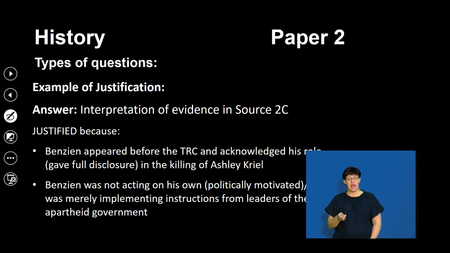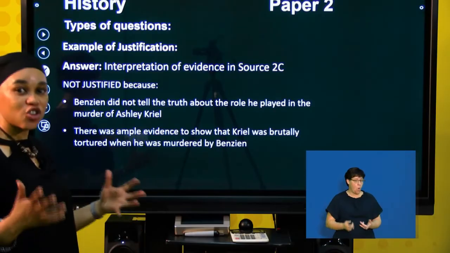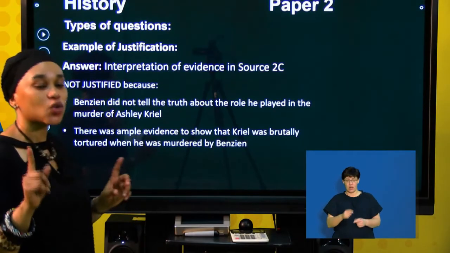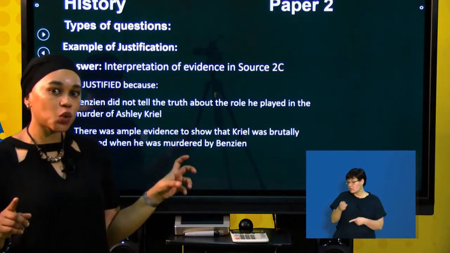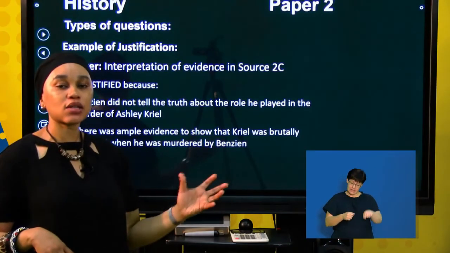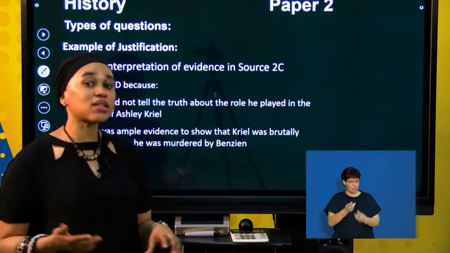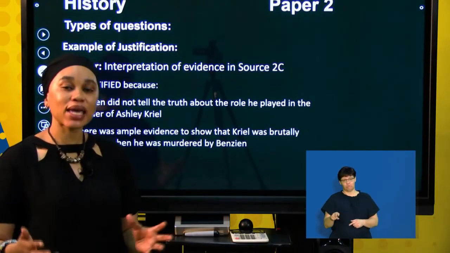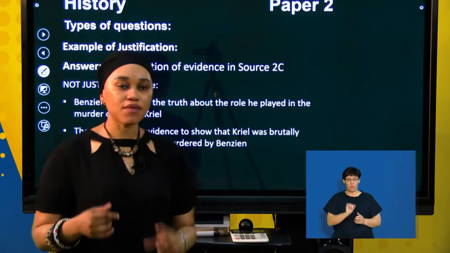The case or the action was politically motivated. He was merely implementing instructions from leaders of the apartheid government. Or you're allowed to say not justified as long as you can support it. So the question was asking you whether the amnesty was justified or not. You can choose. If you say yes, it was justified, you should be able to support that with evidence from the source. Or you can say no, it was not justified. Again, you should be able to support your position with evidence from the source.